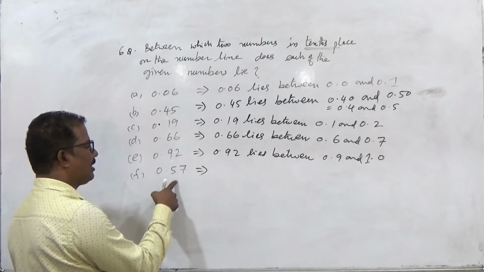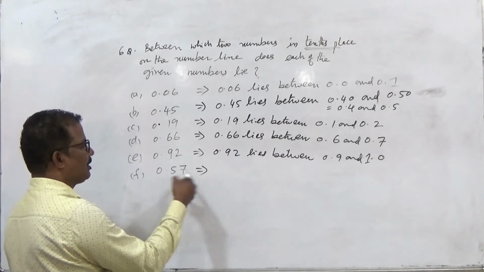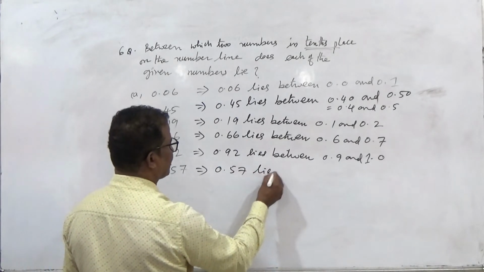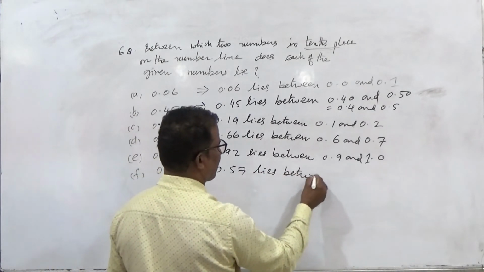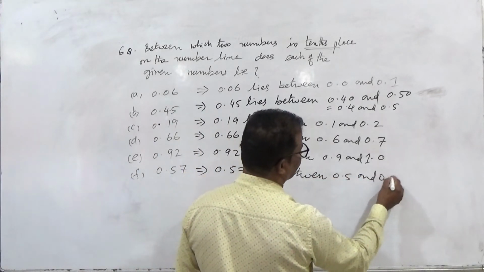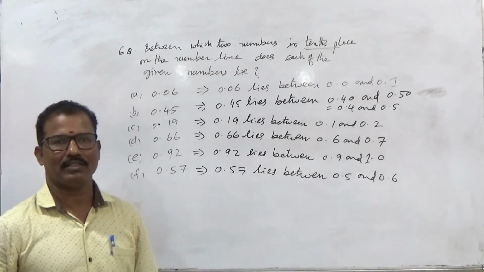Similarly for the last question it is given 0.57. This number is bigger than 0.5 but less than 0.6. So we can write here 0.57 lies between 0.5 and 0.6. Hope all of you understand this question? Good.